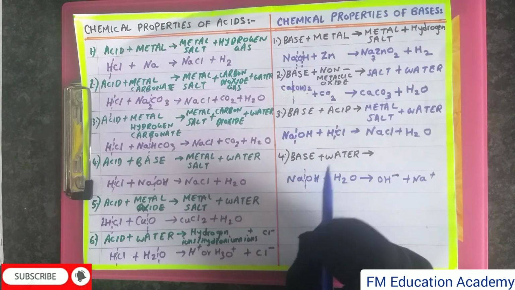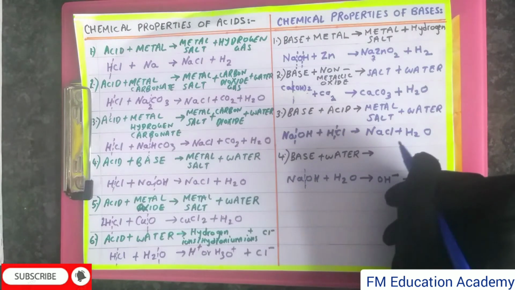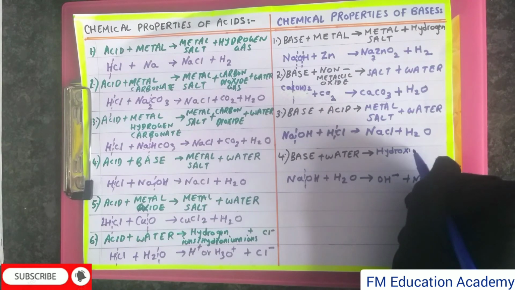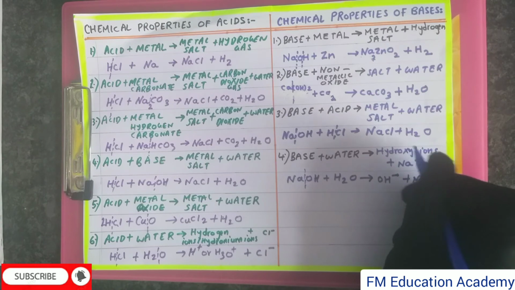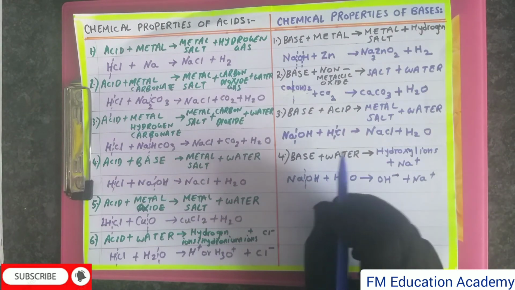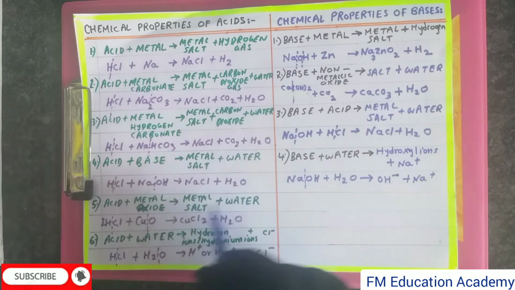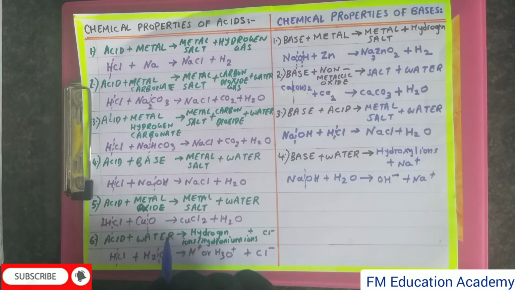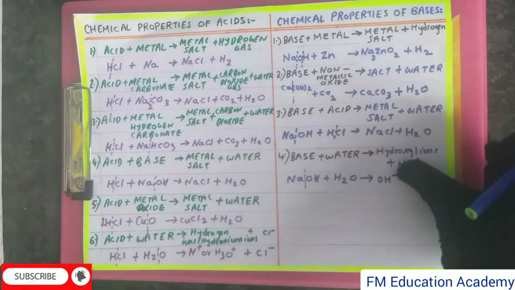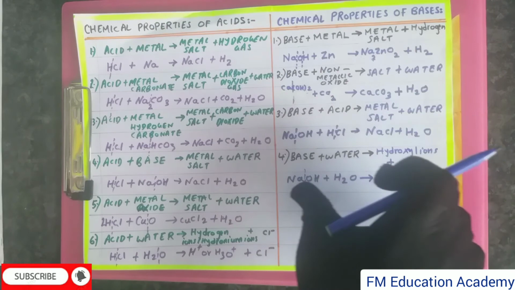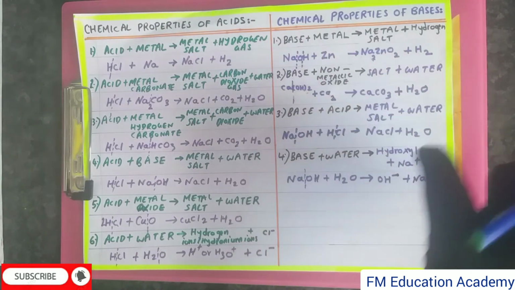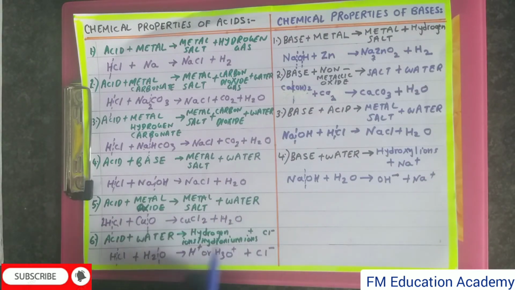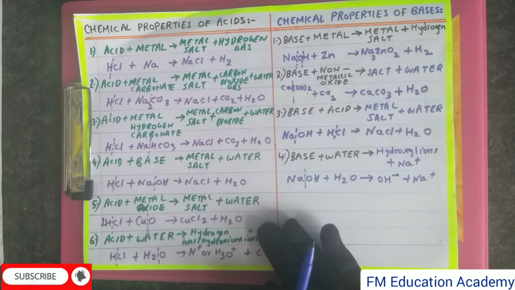Remember that whenever a base is reacting with water, which ions are released? Hydroxyl ions. The OH minus ions here are known as hydroxyl ions, and Na plus ions are also released. So remember, this is important: whenever a base is reacting with water, hydroxyl ions are released. And in the case of an acid, whenever an acid is reacting with water, hydrogen ions or hydronium ions are released. Forget the Cl minus and the Na plus ions; this depends on what base or acid we are taking. If the base is NaOH, then Na plus ions are released. If the acid is HCl, then Cl minus ions are released. If the acid is H2SO4, then sulphate ions will be released.